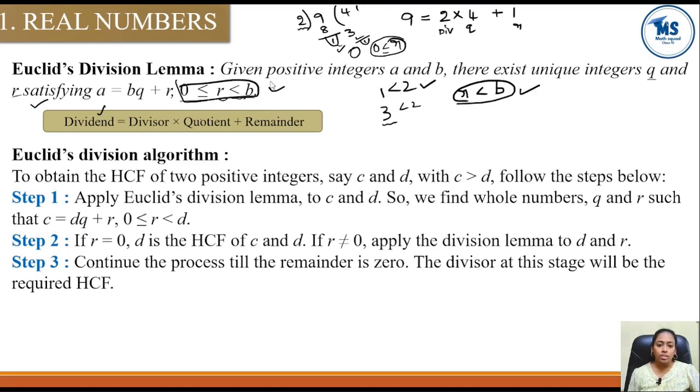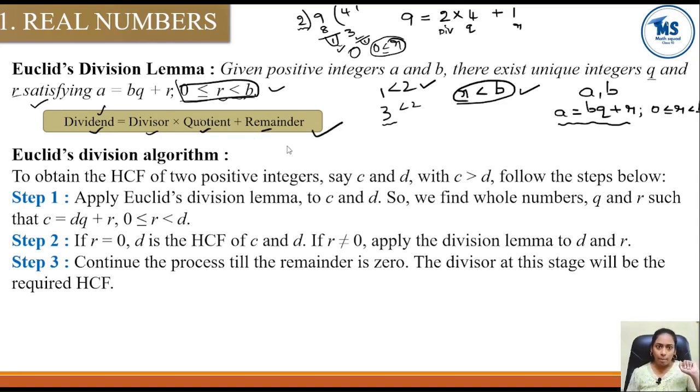So if you have any two integers a and b, according to Euclid's division lemma, it can be written as a is equal to bq plus r, where 0 is less than or equal to r, which is less than b. Of course, you can read this as dividend is equal to divisor into quotient plus remainder. For understanding purposes, you can also remember this.